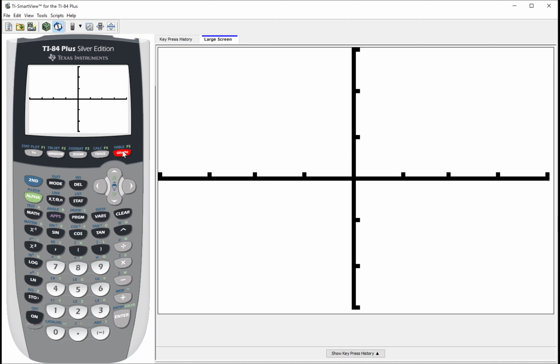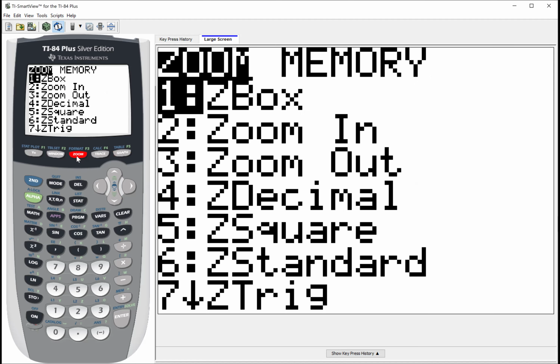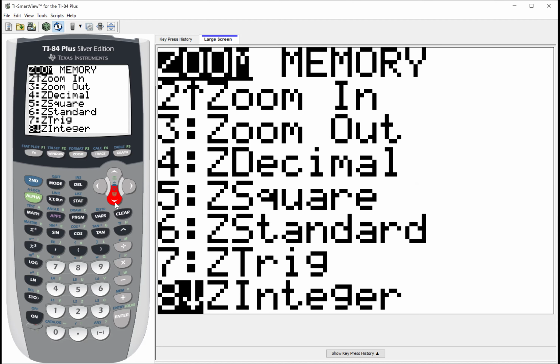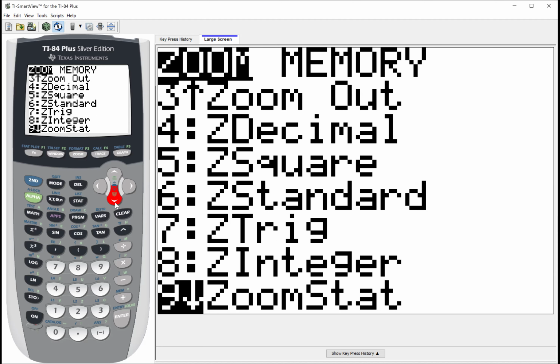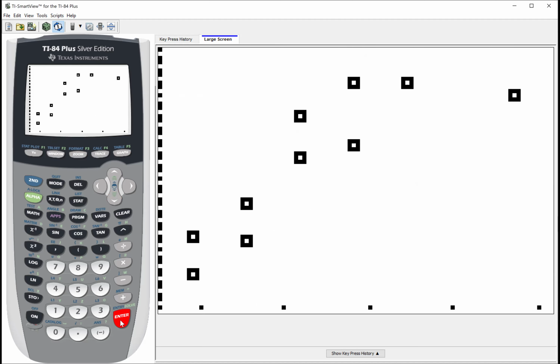Anytime you go to create a scatter plot and you don't see the points, what you're going to do is press zoom. Zoom is right in the middle underneath the screen. And you're going to choose option 9, which is zoom stat. What that does is it'll automatically change the vertical and the horizontal axes to best fit our data, and it's going to make the appropriate window. So we're going to choose option 9, zoom stat. And you see now we can see this nice scatter diagram.